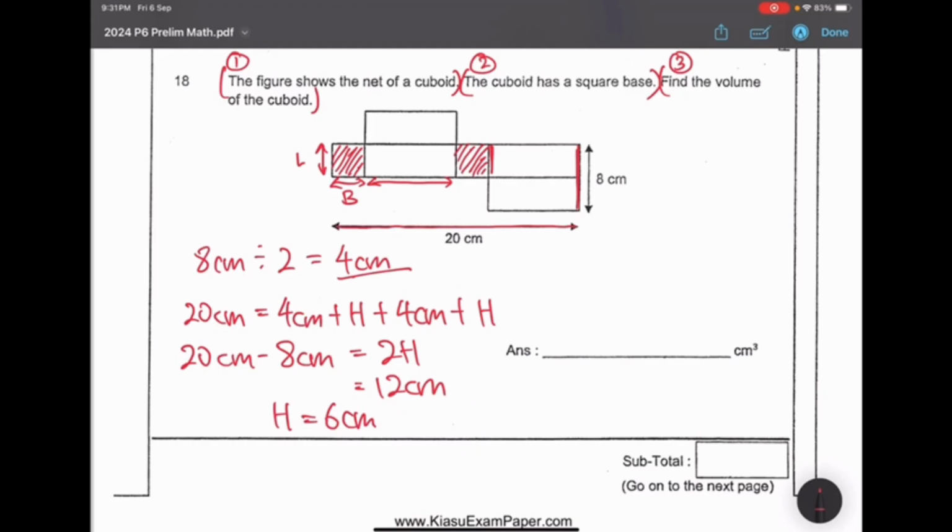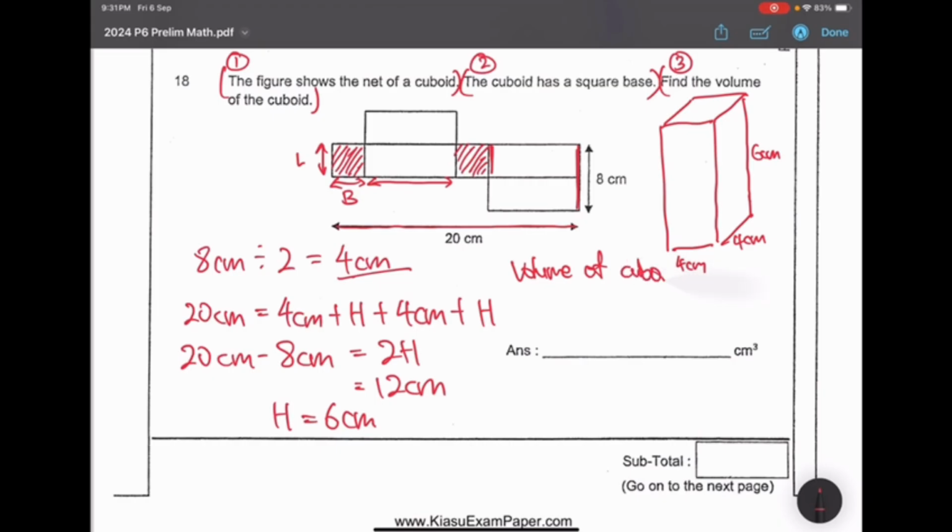Now we're going to find the volume of the cuboid. I want to draw out the figure in cuboid form so that you can visualize it with me. I have 4 cm over here, 4 cm over here, and for my height that would be 6 cm. So the volume of the cuboid is 4 times 4 times 6, which gives me 96 cm cubed. And that is your answer for question number 18.